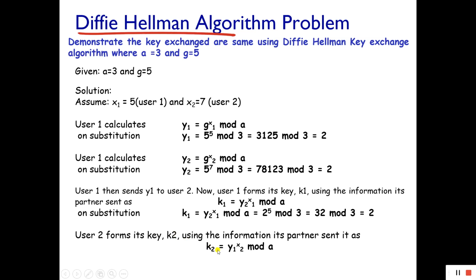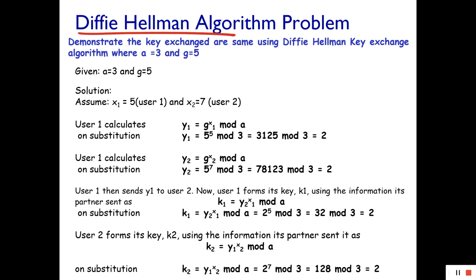Now, on the same grounds, user 2 has to formulate k2. How will he formulate k2? K2 is equal to y1 raised to x2 mod a. Y1 is 2, right? 2 raised to 7, since x2 is 7, that will be 128 mod 3. You will get 2. So K1 is also 2, K2 is also 2. So definitely K1 and K2 are equal. K1 will be considered as the secret key for user 1 and K2 as the secret key for user 2. So this is how Diffie-Hellman is helping us.